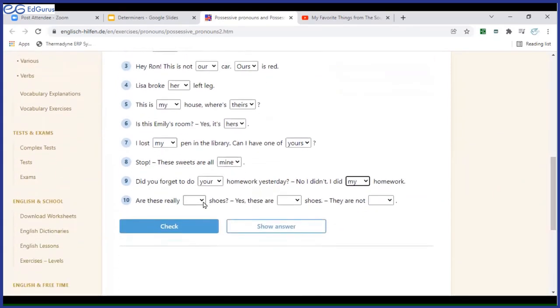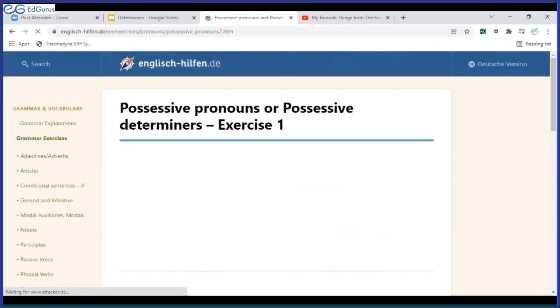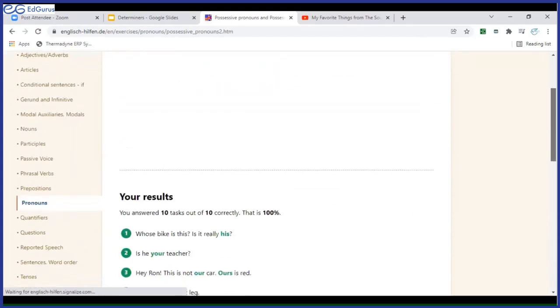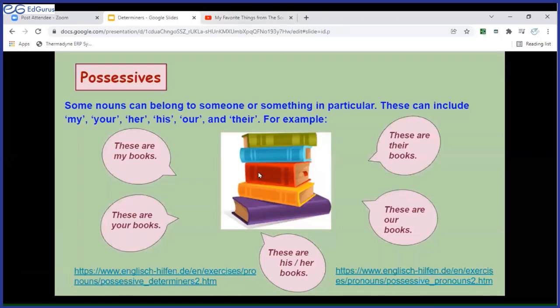Are these really your shoes? Yes, these are my shoes. Correct. They are not yours. Correct. So let's check the results now. Yes, ma'am. 10 out of 10 again. Good. 100%. Clap for yourself. Great. So you got it? Shall we go to the next now? Yes, ma'am. Okay.